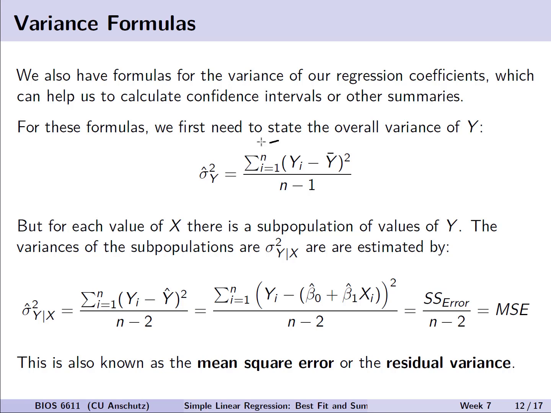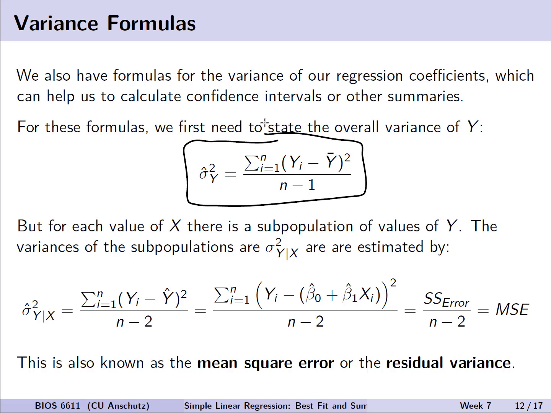For example, for just our outcome y, since we can think of it as a single random variable we're collecting, we can estimate that variance as just the sum of its squares divided by n minus 1. However, we also need to introduce the idea that for each value of x, our predictor, there is going to be a subpopulation of the values of y at that value of x. The variances of the subpopulations, which we'll represent by sigma squared y given x, will be estimated by this equation, which is just a slight twist on the equation for the variance.